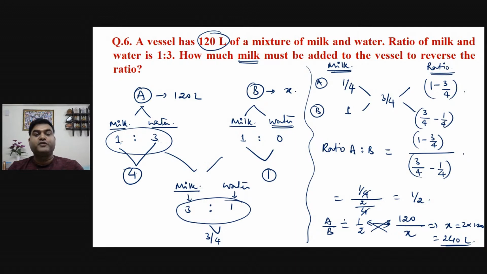So 240 liters of milk must be added to the vessel to reverse the ratio of milk and water in the resultant mixture. Hope you have understood this. Let me know, yes or no.